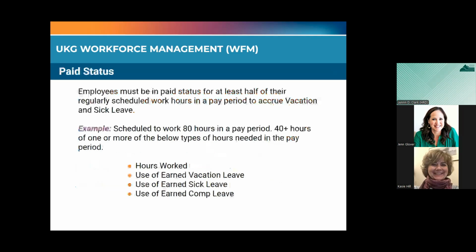What is paid status? Paid status is when you have either worked and or used earned leave time for at least half of your scheduled work hours in a pay period. For example, if you're scheduled to work 80 hours in a pay period, you must use at least 40 or more hours of the below actions. These actions can either be a combination of worked hours and earned leave time, or just one of the actions.